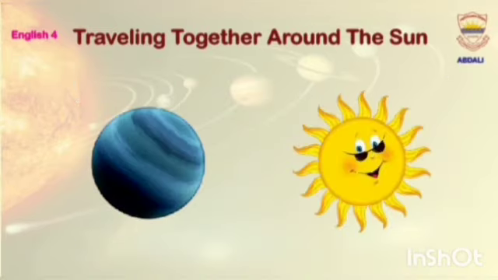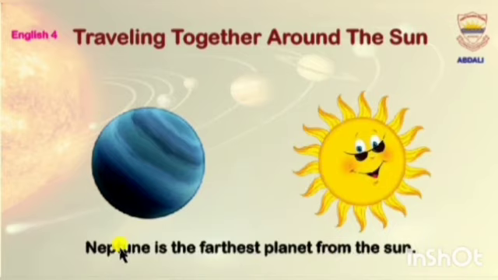Look at the pictures. Neptune is the farthest planet from the sun. Students, can you tell me which planet is the farthest from the sun? Tell me. Neptune is the farthest planet from the sun. Very good answer, students.